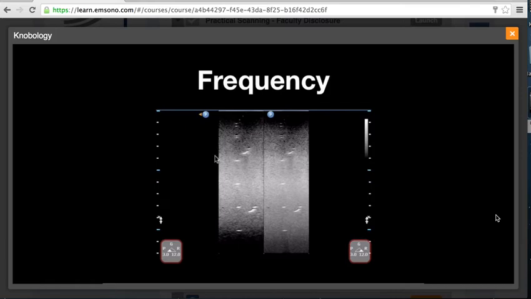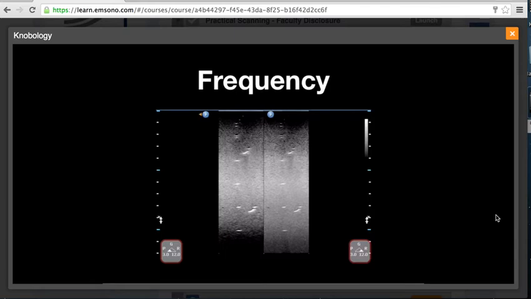Here's another split screen image obtained on a Phantom. Lower frequency here, higher frequency here. You can note that with the higher frequency you can see the discrete echoes better as opposed to the lower frequency. You can see that the individual echoes appear better defined with the higher frequency as opposed to the lower frequency ones on the left here. And you can see that here also, looking at these smaller echogenic foci right here, they're clearer on the higher frequency as opposed to the lower frequency.